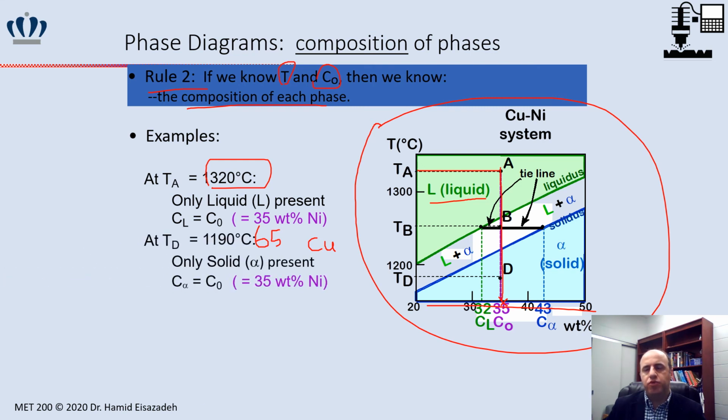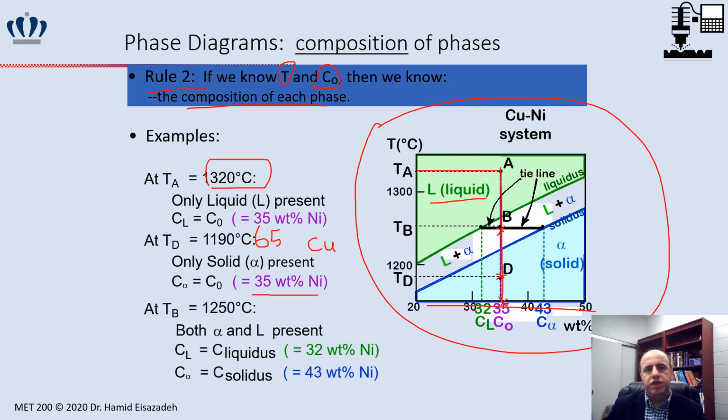But in the next point, which is point D, here again we have a solid phase, and the composition again is 35% nickel and 65% copper. How about if we are in this region? If we are in that region, we have both alpha and liquid. Alpha is a solid material, L is the liquid material.